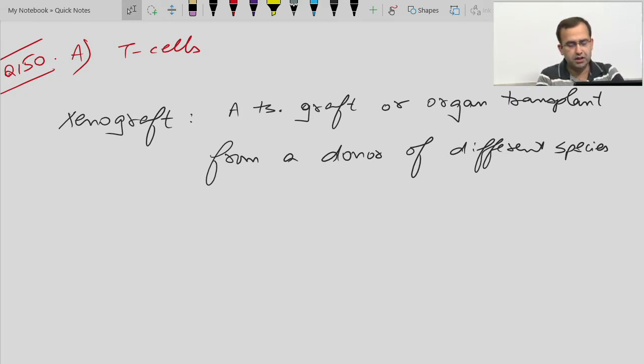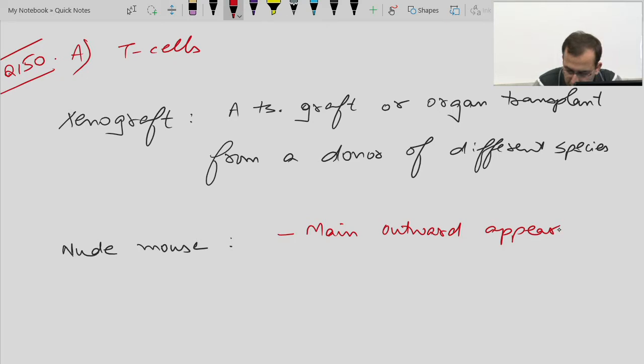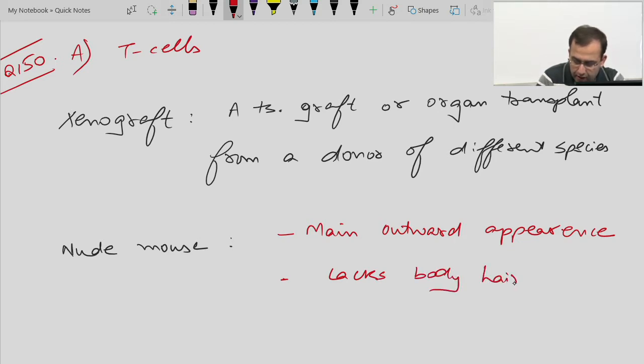The examiner was asking you that nude mice can receive xenografts because, so what is a nude mouse? This is the main outward appearance of the mouse, which lacks body hair. So it is called a nude mouse. What is its main feature?